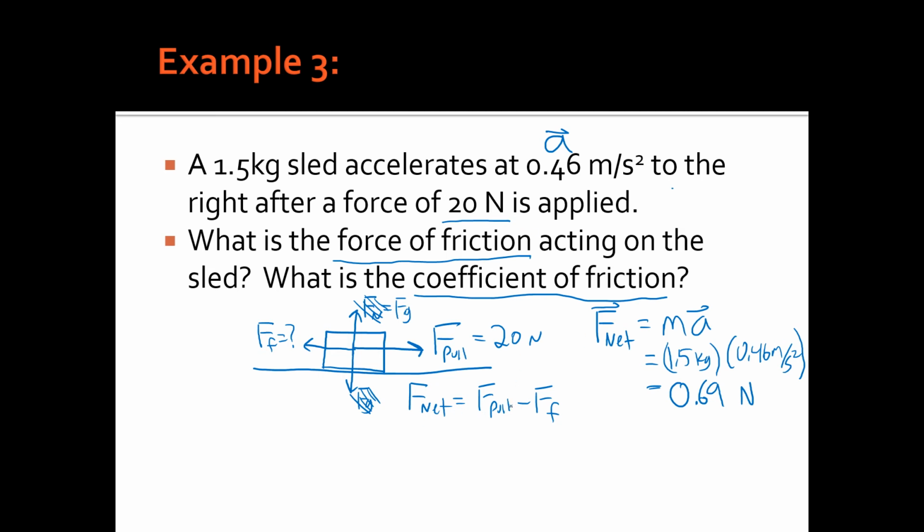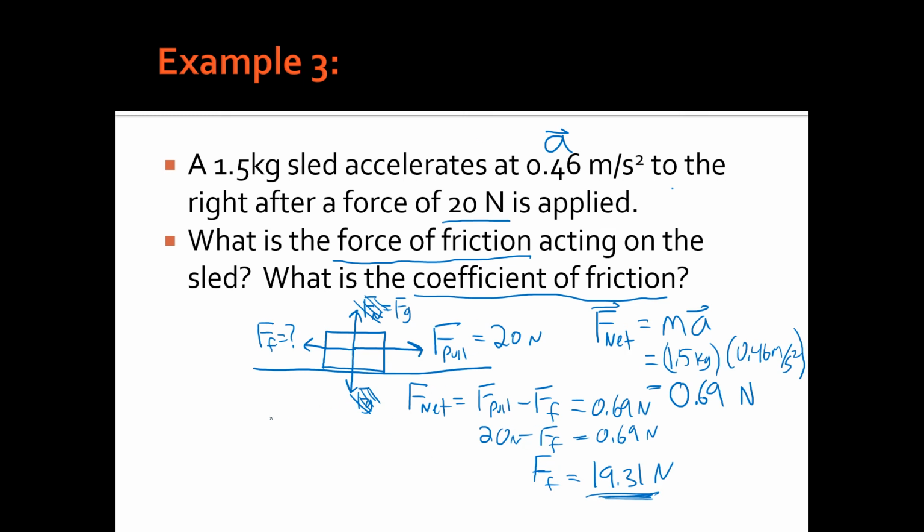So in this case, that's exactly what I've done. I've taken my pulling force and subtracted my friction force from it, and that's going to be my net force. And I already know that my net force has to be 0.69 newtons, so I can just put in the numbers here. 20 minus force of friction equals 0.69 newtons. So my force of friction, flipping things over, will be 19.31 newtons. There you go. Now I know what my force of friction is.